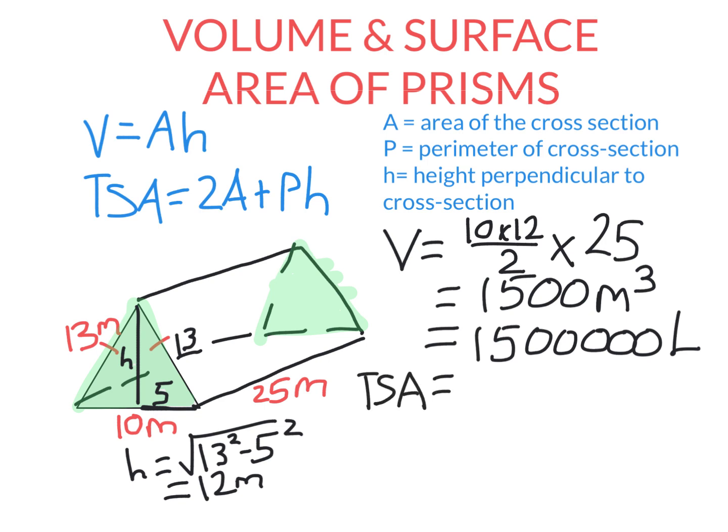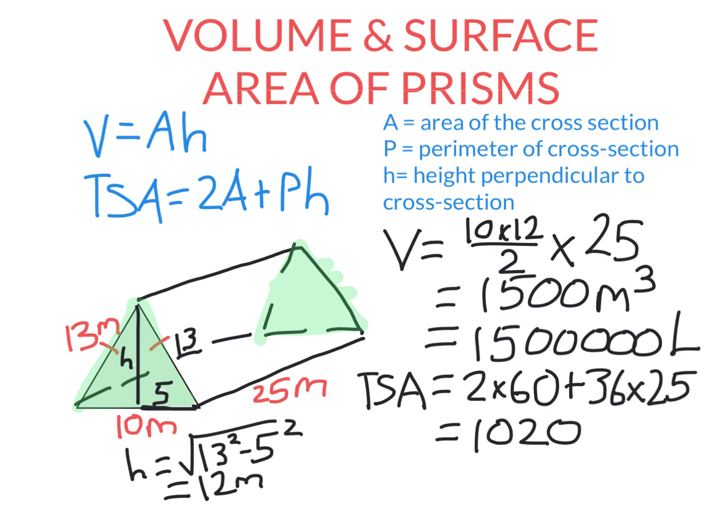All right, let's calculate now its surface area. We've already done some hard work. We've already found A, the area of the cross-section. That was this here, 10 times 12 over 2, which is 60. So the total surface area is 2 times 60 plus the perimeter of the cross-section times perpendicular height. The perimeter of the cross-section is 13 plus 13, 26, plus 10 is 36. And as we said before, h, the perpendicular height of the prism, is 25. So putting that on our calculator, we get 1,020. This is in square units, so it'll be meters squared.